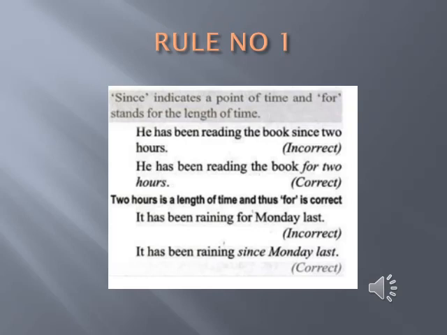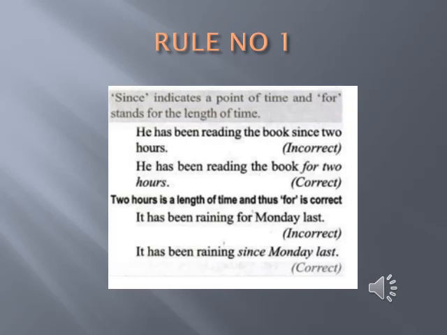Rule number 1 of spotting the errors. Since indicates a point of time and for stands for the length of time. Since shows when it is going to start, a point of time, whereas for is used for duration of time.